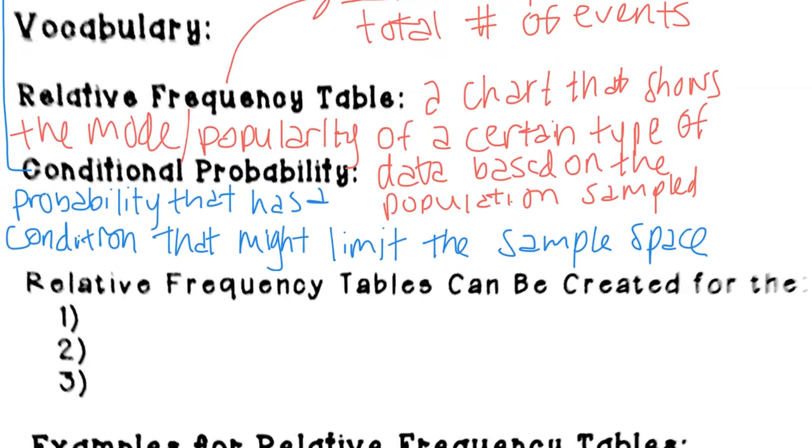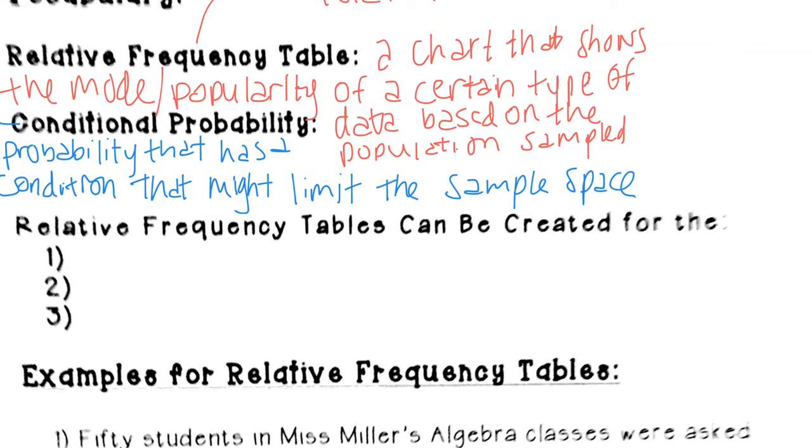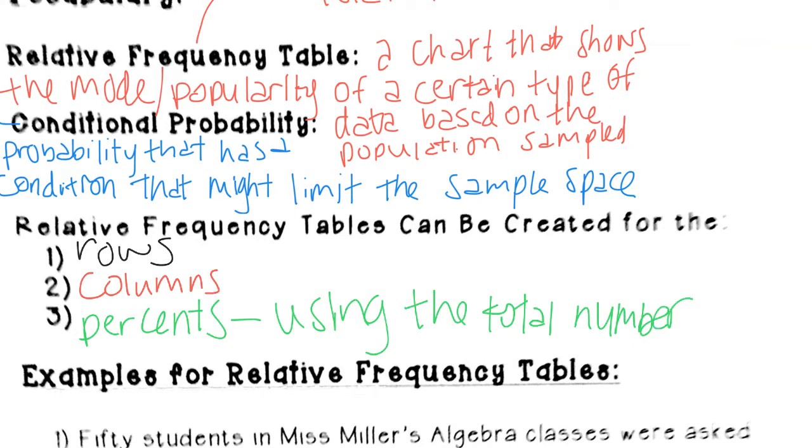So relative frequency tables can be created for three different things. It can be created for the rows in the table, the columns in the table, or for the percents. And that is using the total number. So let's go over some examples of relative frequency tables.